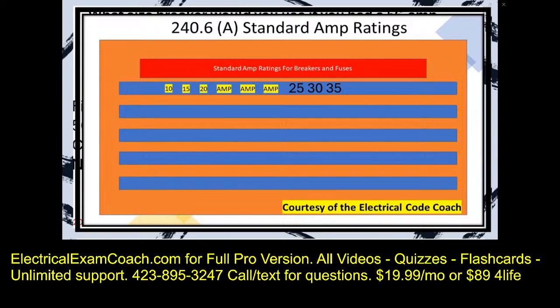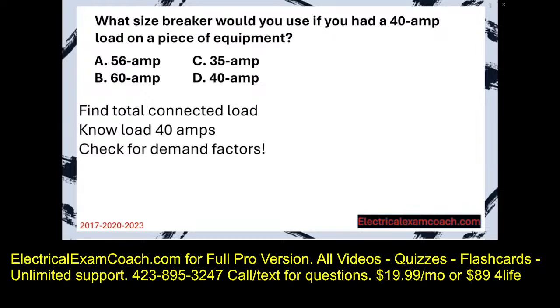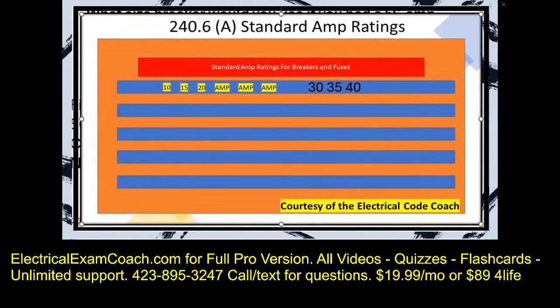Because if we're out in the field and we see a 40, step 1, find the total connected load. The known load right now is 40 amps, but we check for demand factors. And in this case, there are no continuous loads or specific pieces of equipment. Therefore, there are no demand factors. We're going to head to table 240.6(A). Even though we feel confident that it's a 40, I want you to always be in the practice of flipping to the table and verifying that you have the correct size breaker. And in this case, we land right on a standard size, so we're going to select 40.